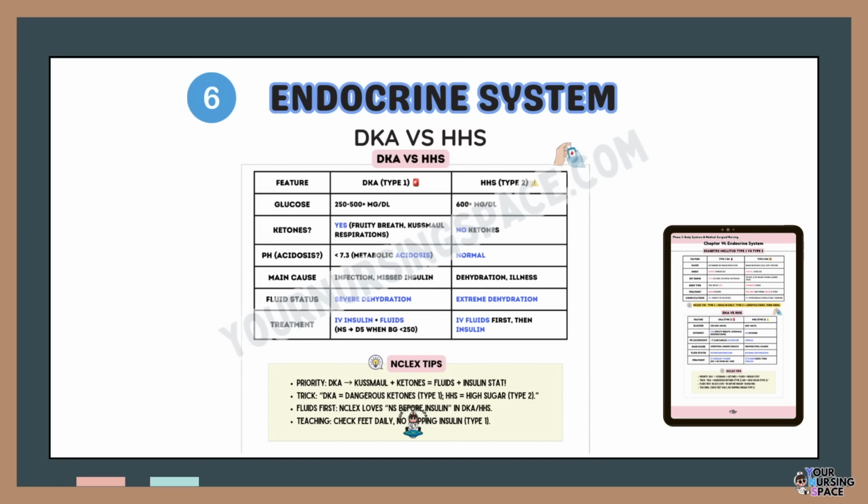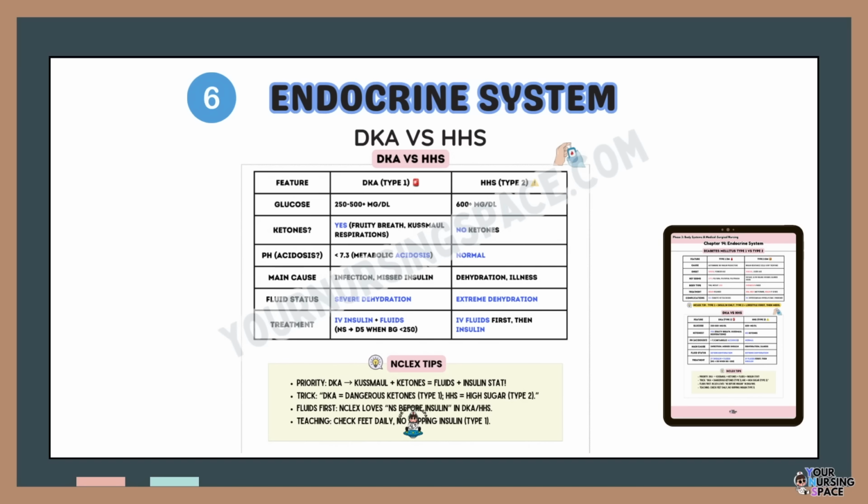Now let's compare that to HHS, or hyperosmolar hyperglycemic syndrome, which is more common in type 2 diabetes. It's similar to DKA in that blood sugar is extremely high, but the big difference is that there are no ketones and no acidosis. Instead, the main problem is severe dehydration, often with glucose levels above 600 milligrams per deciliter. Since there are no ketones, you won't see Kussmaul breathing or fruity breath, but patients can still experience confusion, seizures, and even coma due to extreme dehydration and high serum osmolality.